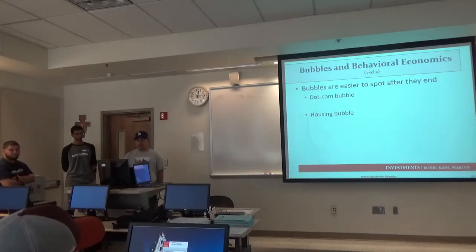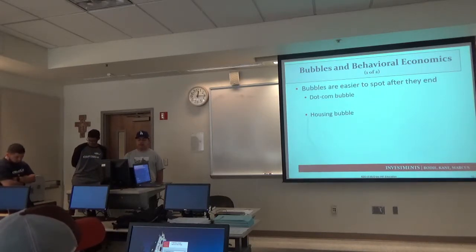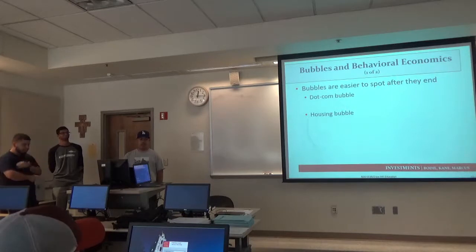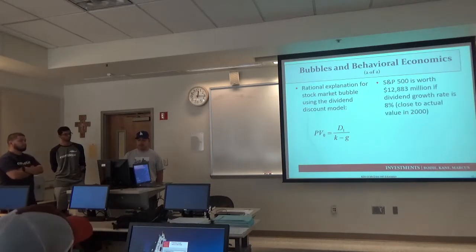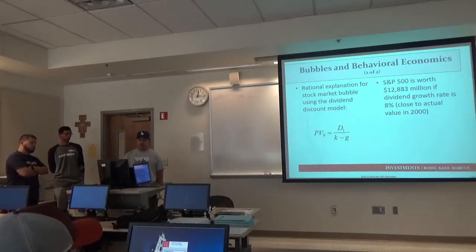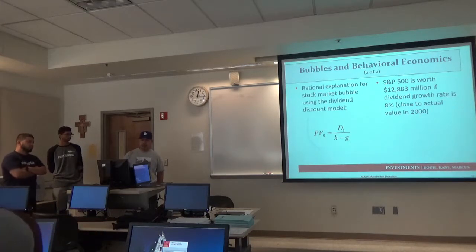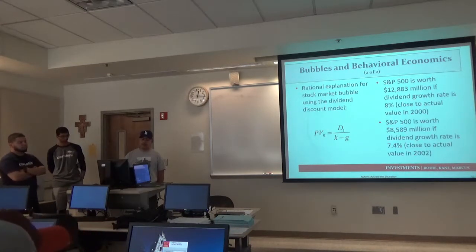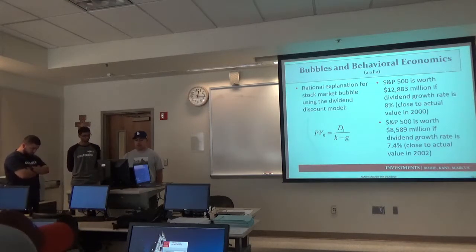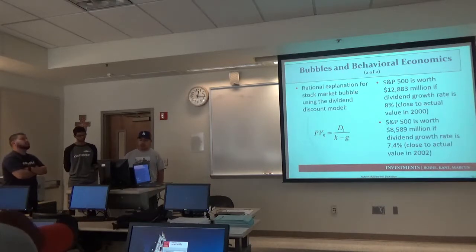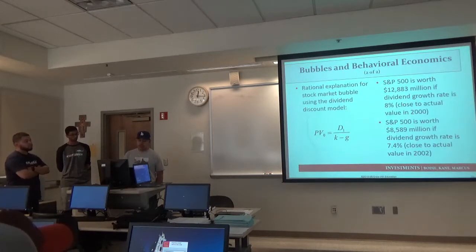The housing bubble was just another similar situation where they were overvaluing certain houses and people that could pay for them, so the whole bubble just burst and this sent us into recession. So the rational explanation for the stock market bubble, we can see it using the dividend discount model, you can see there. And then also the S&P 500 was worth 12,883 million if the dividend growth was at the rate of 8%. The S&P 500 is worth 8,589 million if the dividend growth rate was at 7.4.